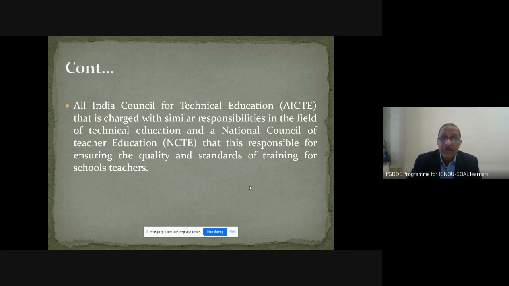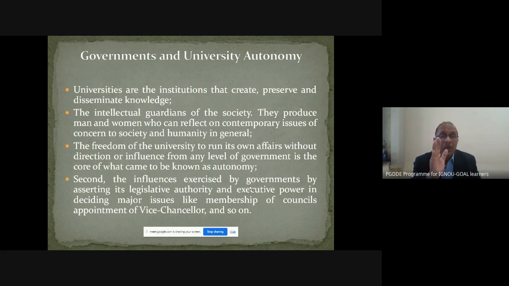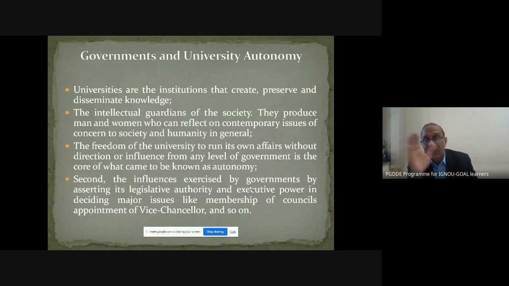Now we have talked about the education and government relation, and government with other agencies. Now, governments and universities: what should be the relation between them? Universities are the highest temples of learning. We call them the highest temples of learning in India; I don't know whether in your country also you call them that. Universities are the highest institutions which create knowledge, preserve knowledge, and disseminate knowledge. Those are the major functions of any university.